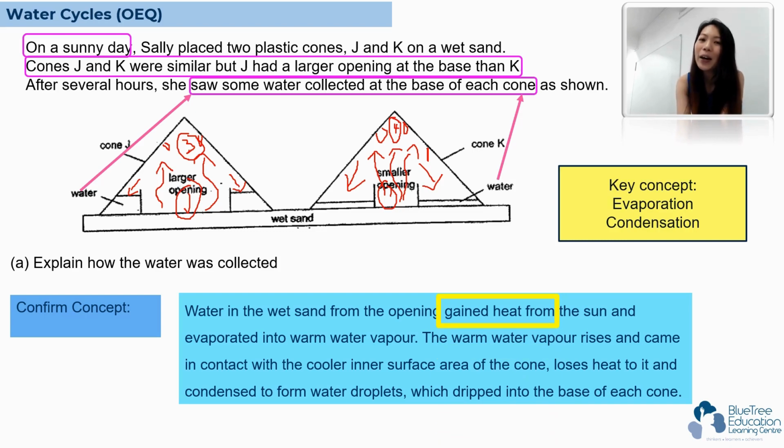Now, I know that this question doesn't have the A.B.C technique, but only requires the concept technique. So this is one example of the question that I mentioned earlier that doesn't require all A.B.C technique. So as such, I want to highlight the important keywords used in questions like this for water cycles. So take note of keywords such as gain heat from, evaporated to warm water vapor, cooler inner surface area, and condensed to form water droplets.